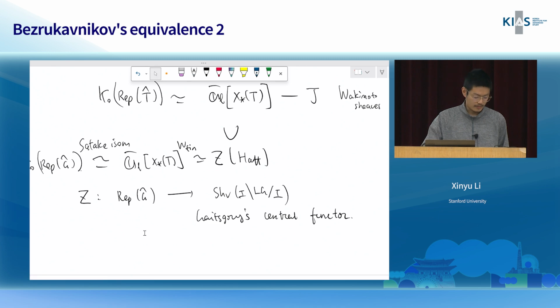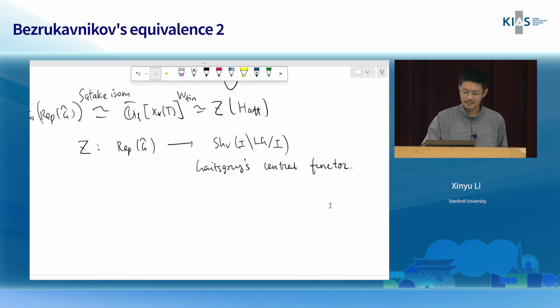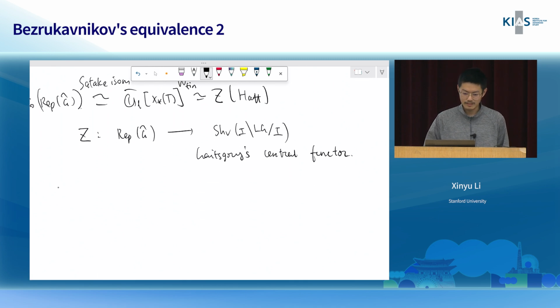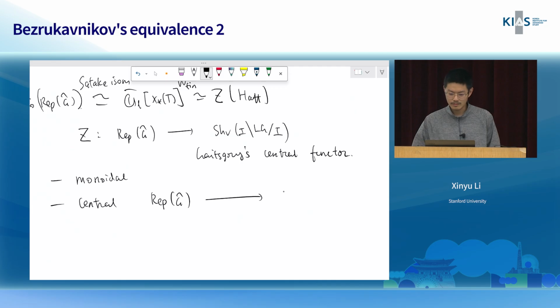Right, or maybe before I introduce its construction, I may list a bunch of properties of this functor. First, it's monoidal, because we expect it to categorify the inclusion of algebras. And it is central. What do I mean by central? Precisely in this context, it means that this monoidal functor factors through what's called the E1 center of the target.